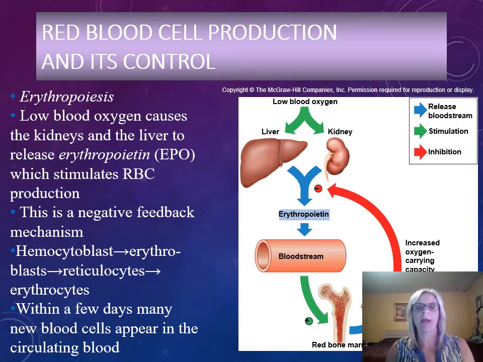And so you can see the path there going from hemocytoblast that we looked at earlier to erythroblast as it's maturing onto reticulocyte and eventually an erythrocyte. So within a few days, many new blood cells appear in the circulating blood.